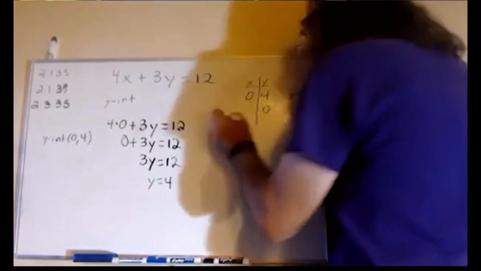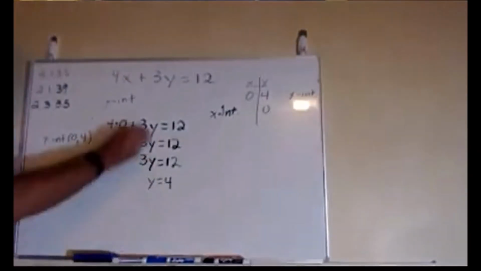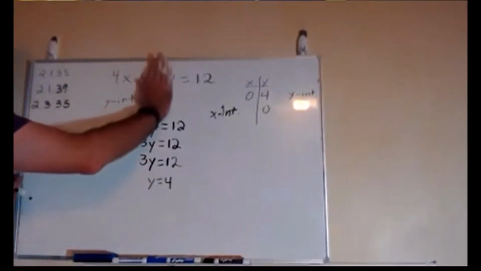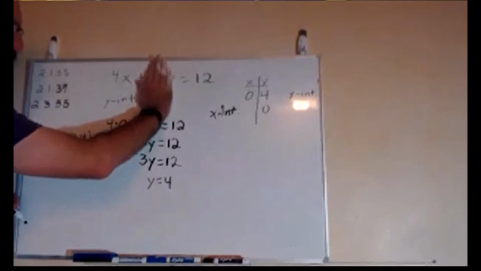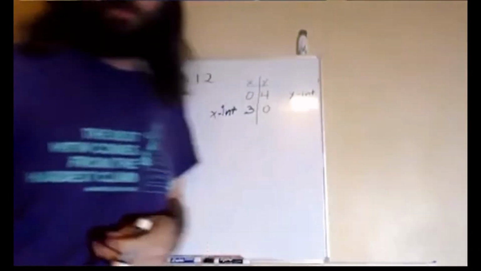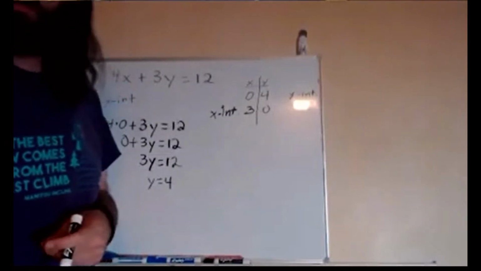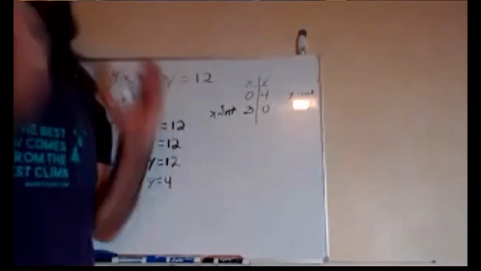0 for y to find the x-intercept, then I'm solving 4x equals 12. Divide both sides by 4, we'll get that x equals 3. Now, if memory serves me correctly, Dr. Chacon had also talked about a third point as a checkpoint.